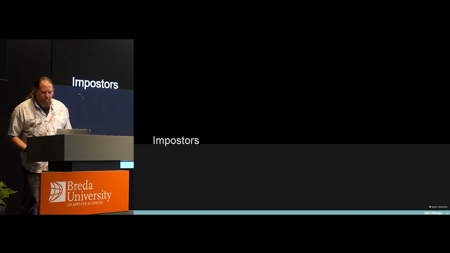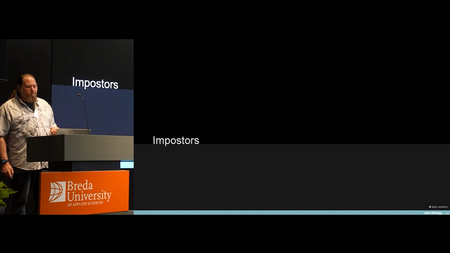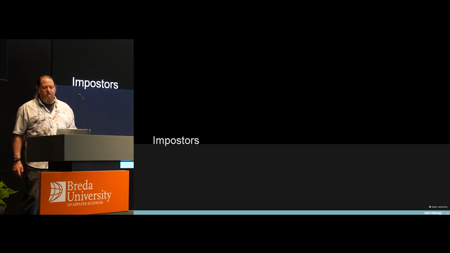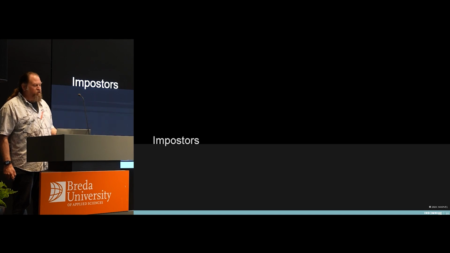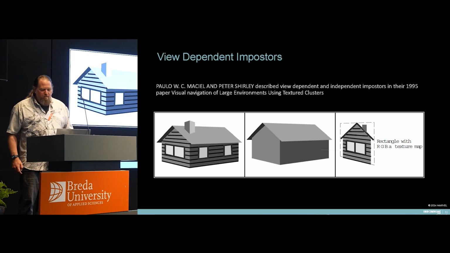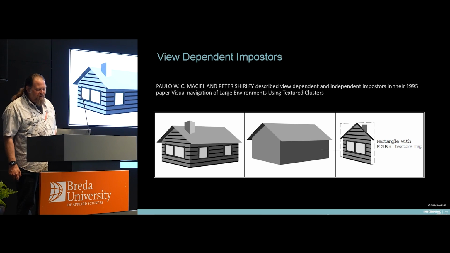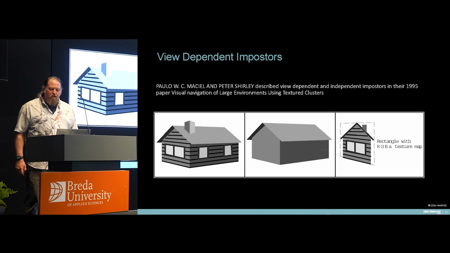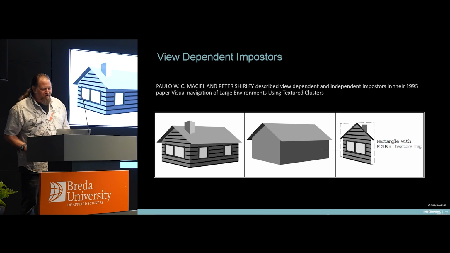the open world. The term imposter often refers to the representation of geometric assets using a texture map projected onto a polygon. Massell and Shirley described view-dependent and view-independent imposters in their 1995 paper, Visual Navigation of Large Environments Using Textured Clusters.